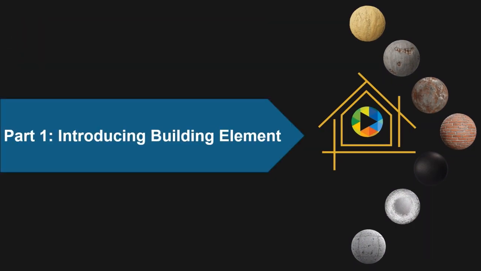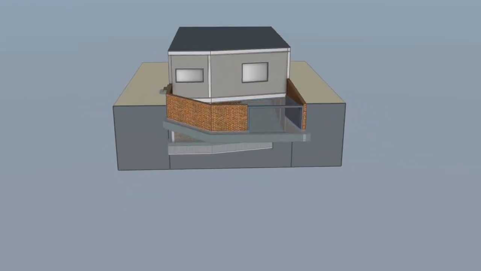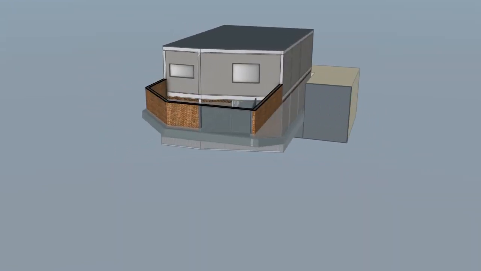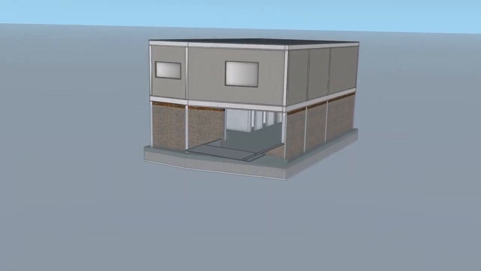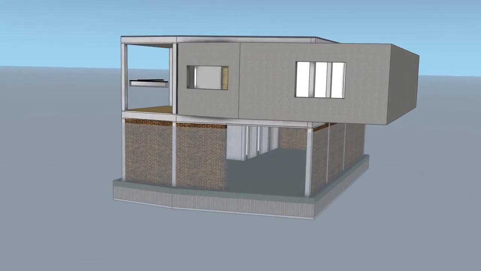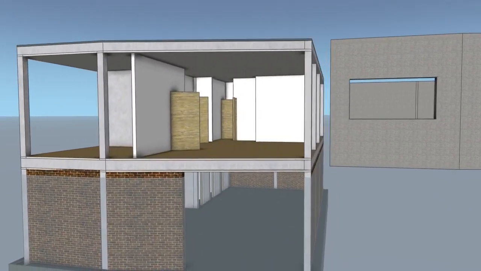Part 1. Introducing building element. External walls are used to separate the interior from the exterior of a building. In buildings with a skeleton load-bearing system, the exterior walls are not load-bearing. Therefore, the construction materials are chosen as light as possible.